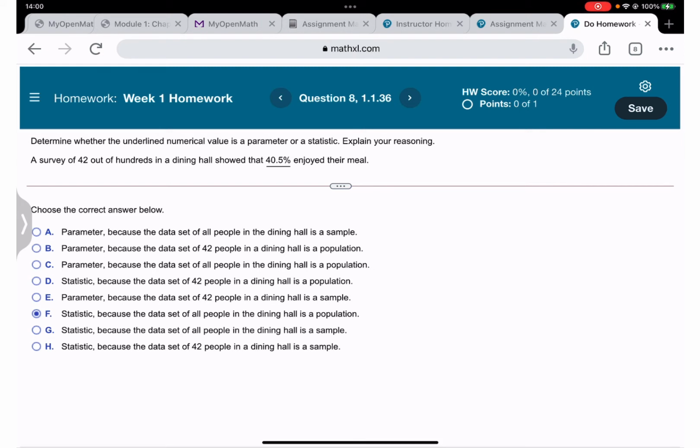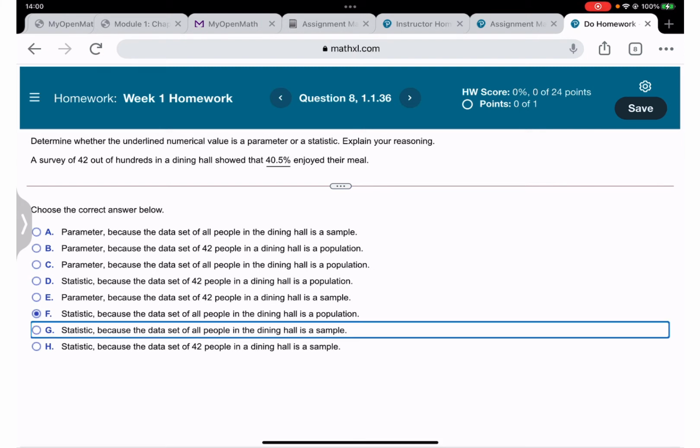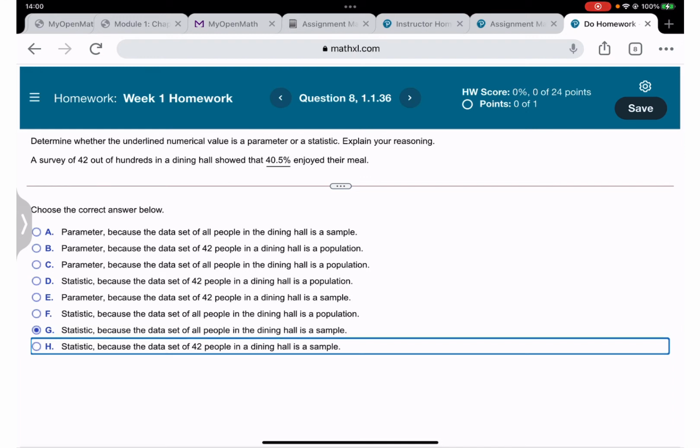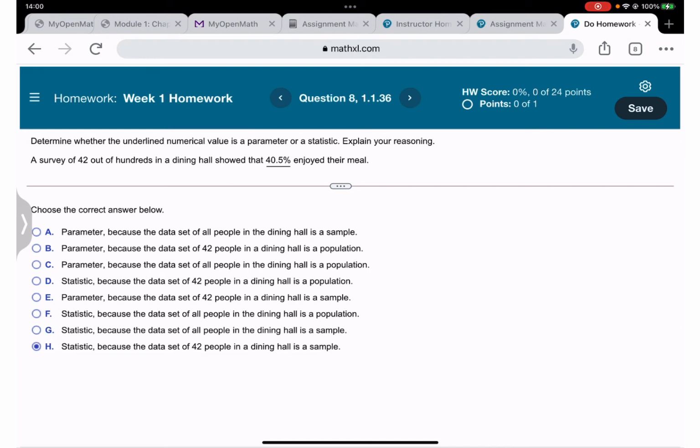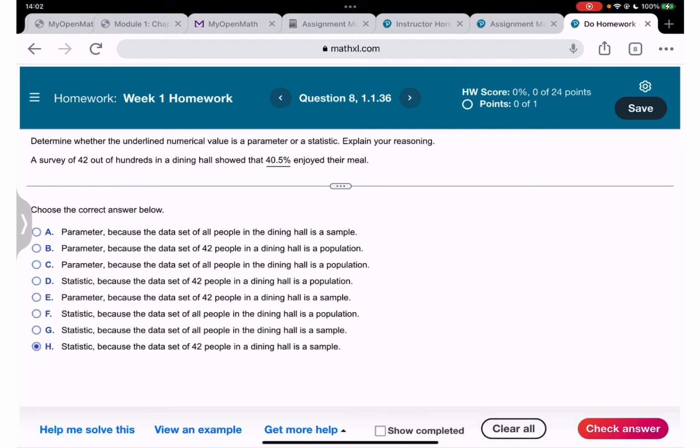Correct? Okay. Statistic, because the data set of all people in the dining hall is a sample. That is not true. All people is a population, and it looks like it's going to be the last one. Statistic, because the data set of 42 people in a dining hall is a sample. Bingo. These 42 people makes 40.5% out of 100. All right. Let's check.